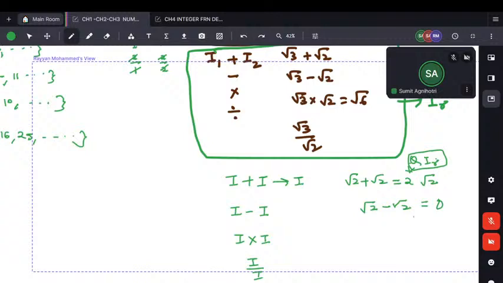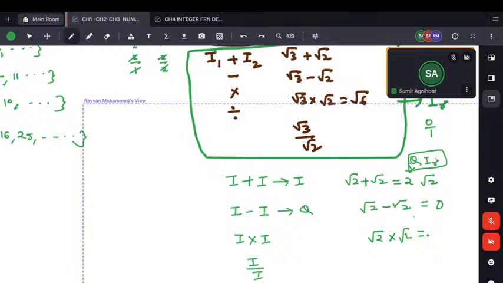Can you tell me what you will get if you multiply two irrationals? If you multiply root 2 with root 2, what will you get? You will not get root 2. If you multiply root 2 with root 2, one pair is there, so you will get 2 as the answer. What do you think about 2? Is it rational or irrational? It's rational, exactly. Well done. You will get rational if you multiply two irrationals.